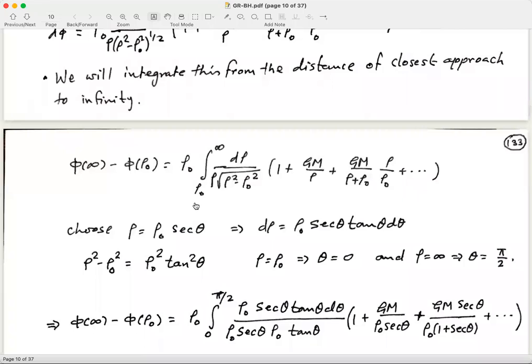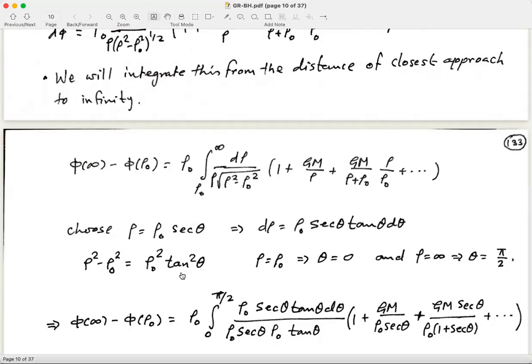So the best way to do this integral is to change variables, and get your integration limits also changed in the process, and that is done by substituting rho equal to rho naught times sec theta. If you do that, then you get d rho equal to rho naught sec theta tan theta d theta, and rho squared minus rho naught squared becomes rho naught squared tan squared theta. So that simplifies this expression quite a lot. d rho upon rho becomes a simpler expression. Similarly, the square root of rho squared minus rho naught squared becomes a simpler expression.